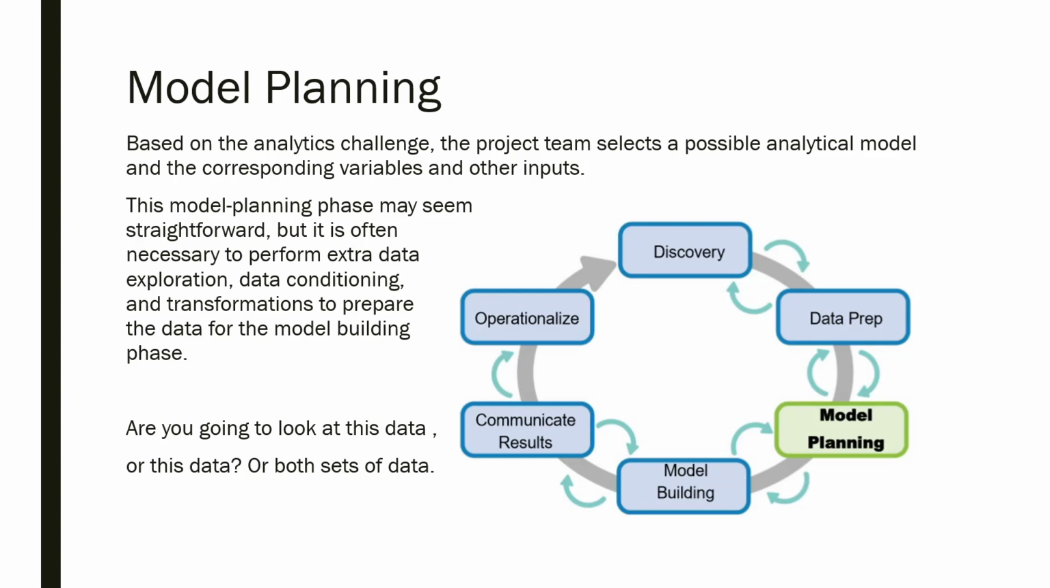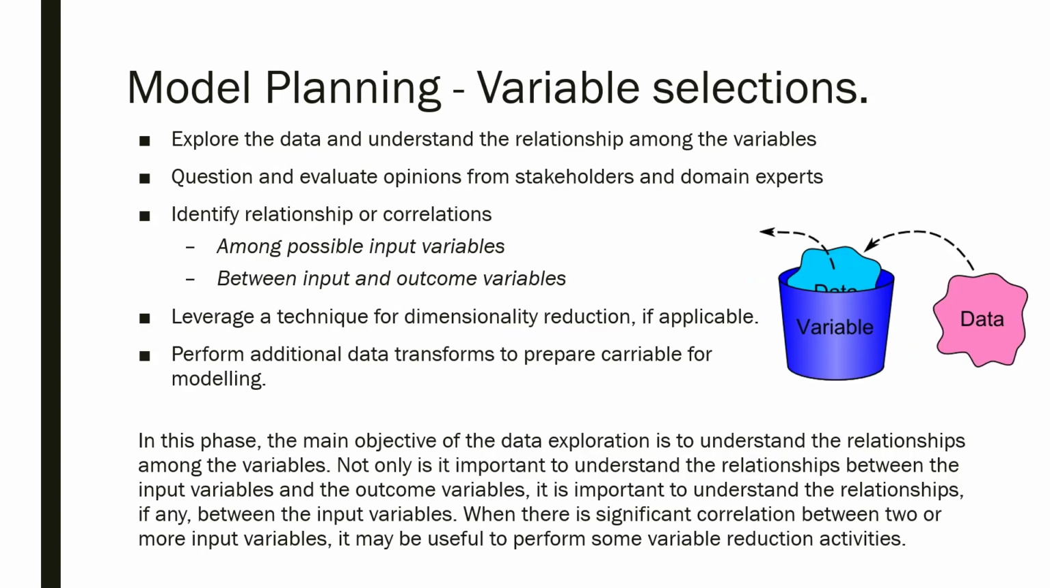So next is the model planning. Based on the analytics challenges that we've set out and the data that we've prepared, the project team selects a possible analytics model and the corresponding variables and other inputs. This model planning phase may seem straightforward, but it is often necessary to perform extra data exploration, data conditioning and transformations to get the data ready for the model building. So are you going to look at this data or both sets of data, for instance? Even though you've got the data there, what are you actually going to use within that data?